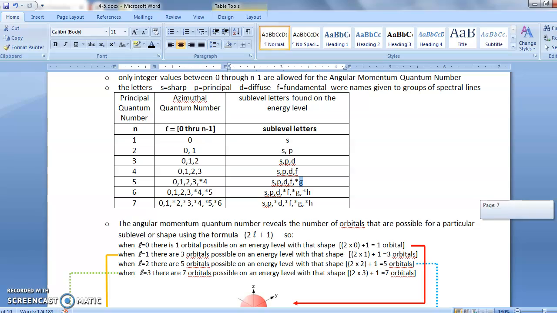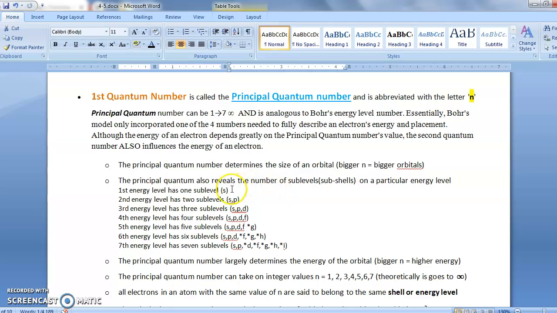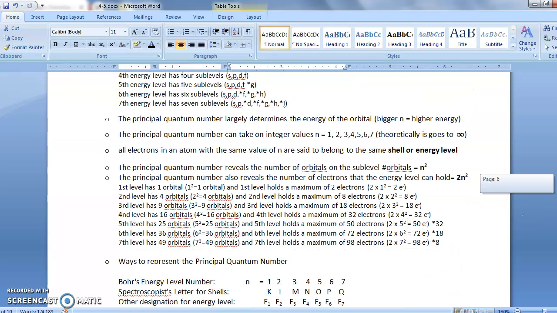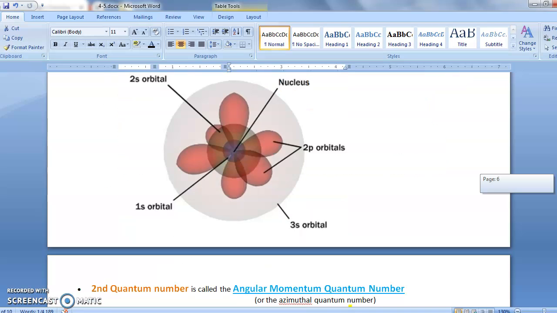Why is there a duet rule? Well, the first energy level, as we saw, only has one sublevel, the s, and the s is made up of 1 orbital, which holds 2. So the first energy level is filled with 2 electrons.